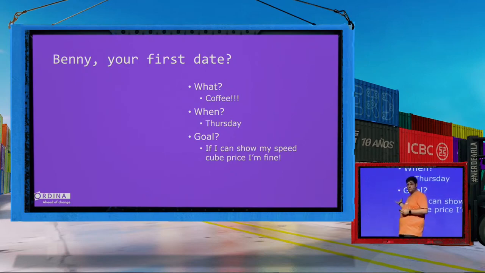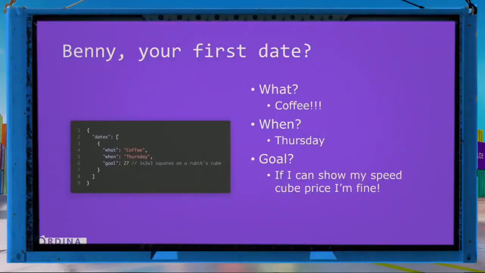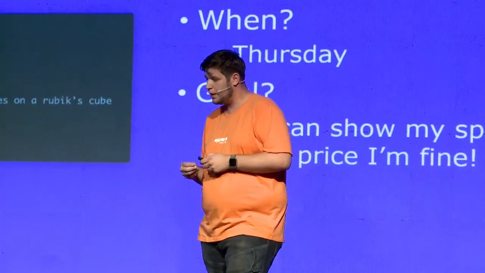This is somewhat more like a data structure. So we can turn this into JSON, where we have an array of dates. And here we're going to define what type of date. It's a coffee date, when, Thursday, and the goal is 27 in this case, just to represent the 3 times 3 squares on a Rubik's Cube. So every contestant has this set of what they would like the date to be.